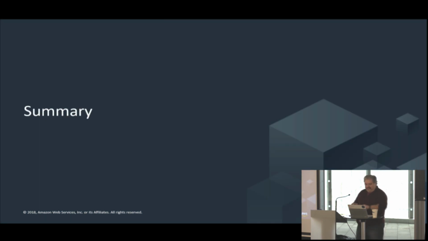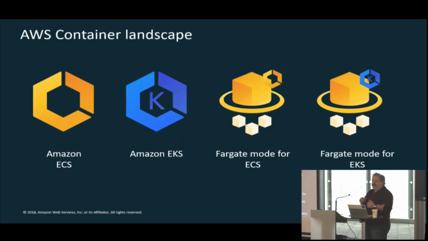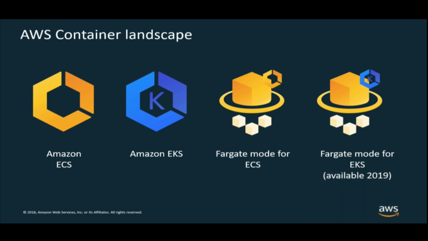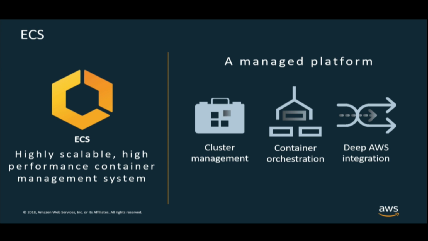So, quick summary, and then I'll get you out for a break. This is the container landscape for AWS. We have ECS, EKS for control plane, and then for data plane, we have Fargate for ECS, and coming hopefully soon in 2019, Fargate for EKS. ECS is a managed first-party platform, so it has deep integration into other AWS services, and you can launch your containers. There's really no end to how big it can scale.